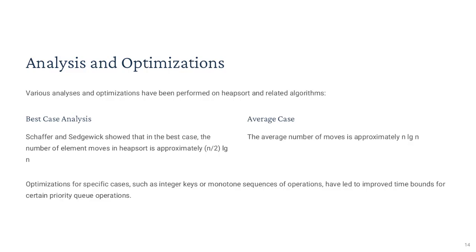In the best case, the number of element moves during Heapsort is approximately n divided by 2 times log n, while the average number of moves is close to n times log n. These results highlight the efficiency of Heapsort compared to other sorting algorithms. Optimizations for specific use cases, such as integer keys or monotone sequences of operations, have further improved the performance of heaps and priority queues. For example, in scenarios where the sequence of extract min operations is monotone, specialized structures like radix heaps achieve superior performance. Such optimizations underscore the ongoing research and development in improving the efficiency of heaps and their related algorithms.